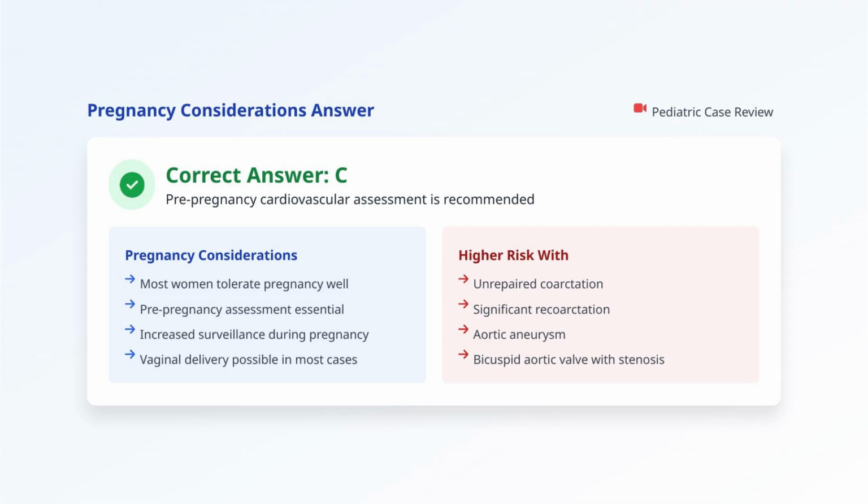Pre-pregnancy cardiovascular assessment is recommended. Most women with repaired coarctation tolerate pregnancy well, but pre-pregnancy assessment is essential to evaluate aortic dimensions, ventricular function, and blood pressure control. Pregnancy requires increased surveillance, but vaginal delivery is possible in most cases without significant residual obstruction or aneurysms. The risk of aortic dissection is increased but not extremely high in well-repaired cases without aneurysms. Pregnancy would be high risk in patients with unrepaired coarctation or significant recoarctation.